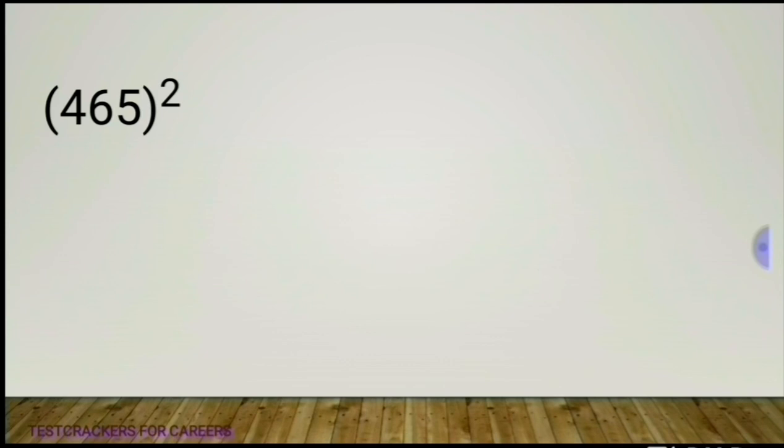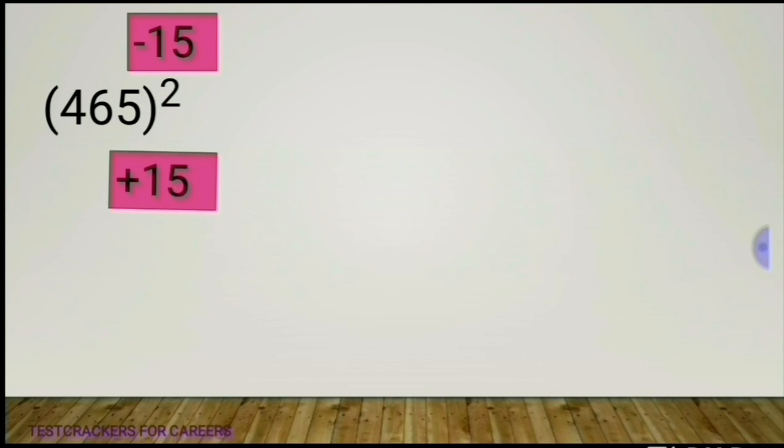Now, let's find the square of 465. What is the nearest tens to 465? If we take it as 500, the difference between 500 and 465 is great. So, let's take 450 as the nearest tens to 465. The difference between 450 and 465 is 15. We are going to add and subtract 15 from 465. We get 450 by 480.